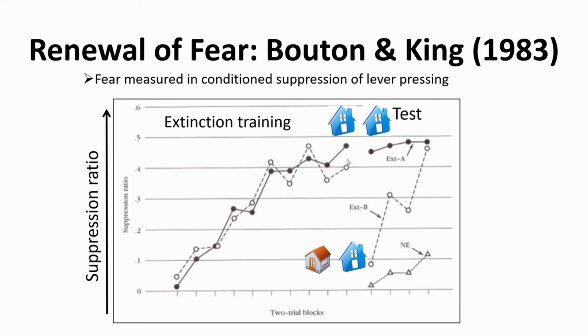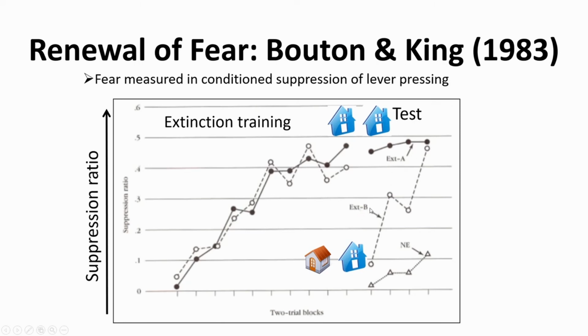So they're both experiencing extinction. And then when we're testing, we're back in context A, so back to the blue house. For the group that was in the blue house and experienced extinction in the blue house, they continue to show pretty high suppression here. So they're not freezing a lot. They're not showing that fear response. Because of this extinction, they're still pushing the lever pretty often. They're not showing lots of freezing and fear.